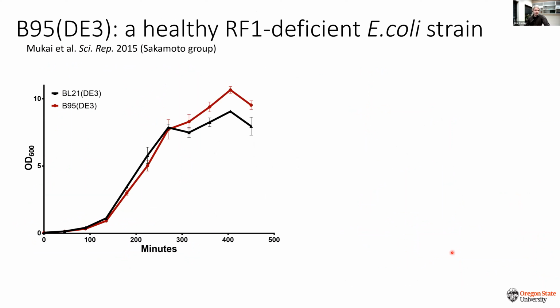So in 2015, Sakamoto's group, through a series of really clever engineering tricks, were able to develop a release factor 1 deficient strain of E. coli that they called B95 cells. And these cells, surprisingly, were able to grow at the same rate as the parent strain BL21DE3s, as opposed to a lot of prior RF1 knockout strains that grow quite slowly and often don't grow to very high densities. And so we were excited when we saw this development of this RF1 knockout strain, and we asked if we could effectively make it compatible with phosphoserine incorporation.